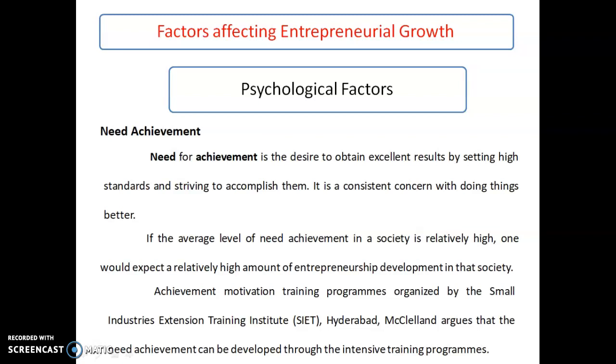So need for achievement is one of the factors which influence entrepreneurial growth. Need for achievement, or need for result, or consistent concern with doing things better. There are many training programs organized by the Small Industries Extension Training Institute, Hyderabad, to promote need achievement, and they state that need achievement can be developed through these intensive training programs.